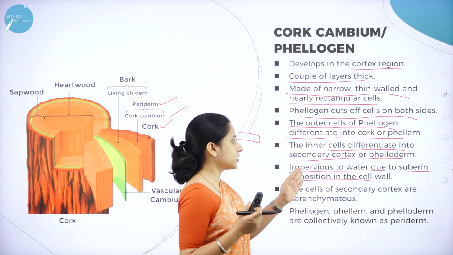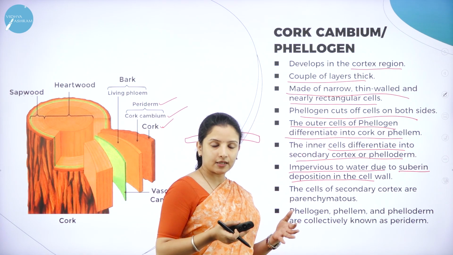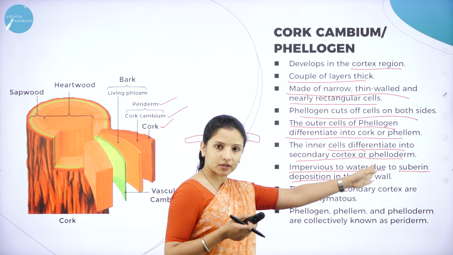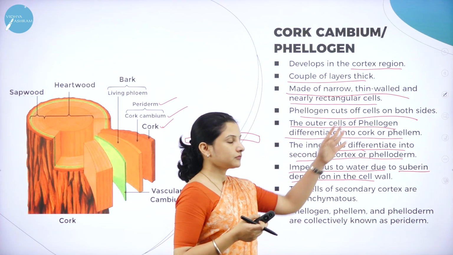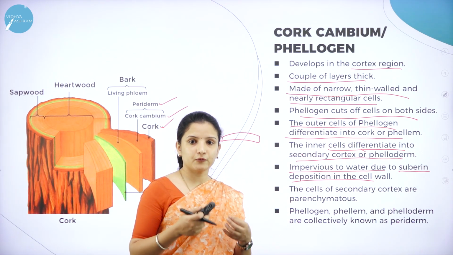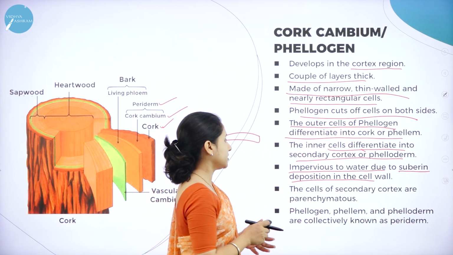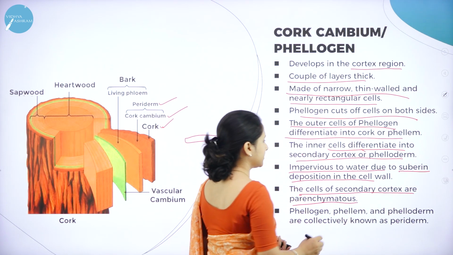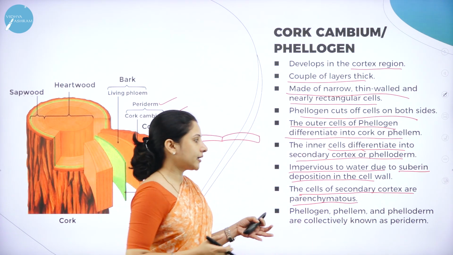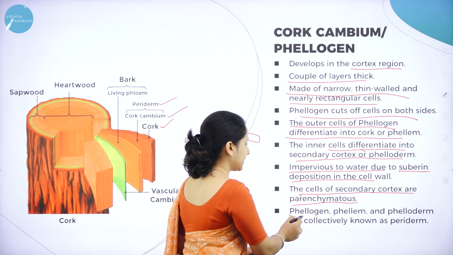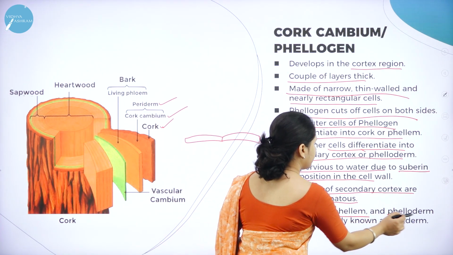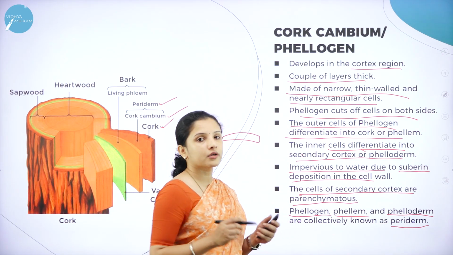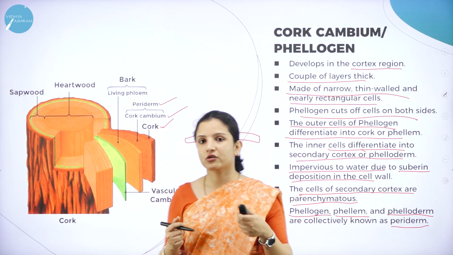In the cell wall of the secondary cortex or the phelloderm, there is presence of suberin, which will not allow the water to enter, and the cells of the secondary cortex are also parenchymatous. The phellogen, the phellum and the phelloderm together are known as the periderm. So therefore, the cork cambium leads to the formation of the periderm.